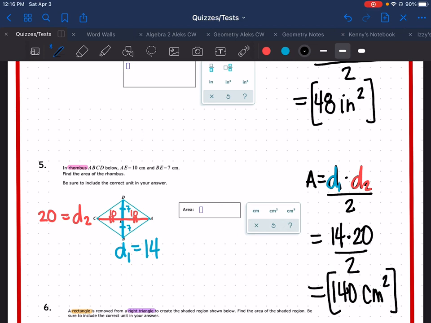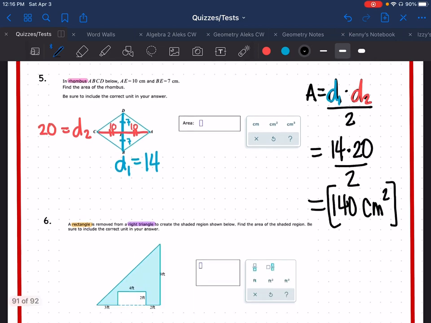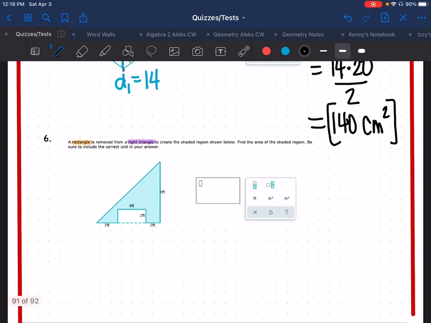There we go. All right, and our last question on the quiz today is going to say that a rectangle is removed from a right triangle. Because it is saying that it is removed, that means we're going to subtract it. And since the rectangle's being removed from the right triangle, we're going to find the area of the triangle. Then we're going to find the area of the rectangle, and we're going to subtract them.